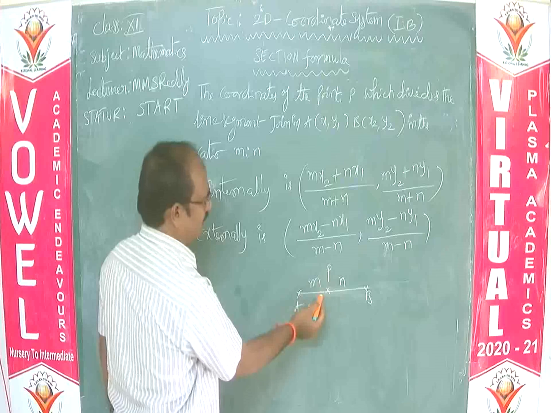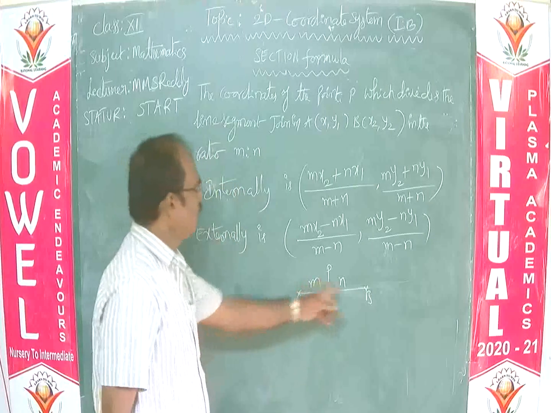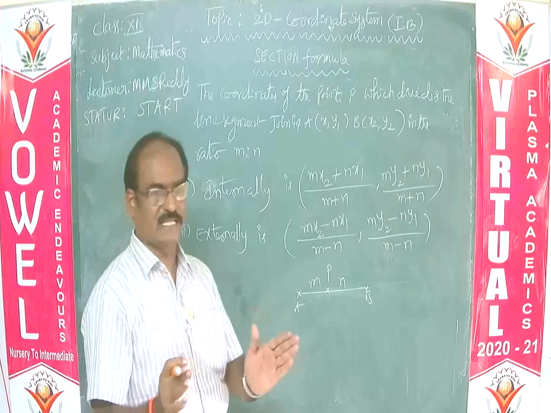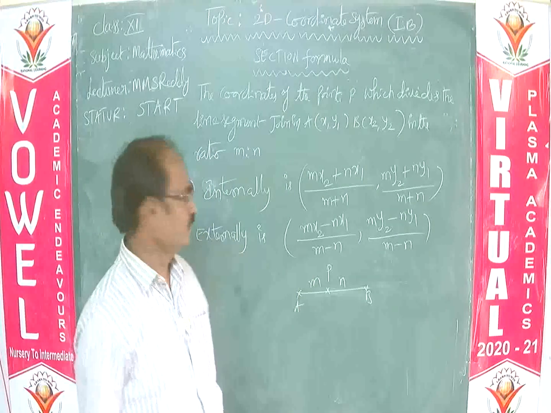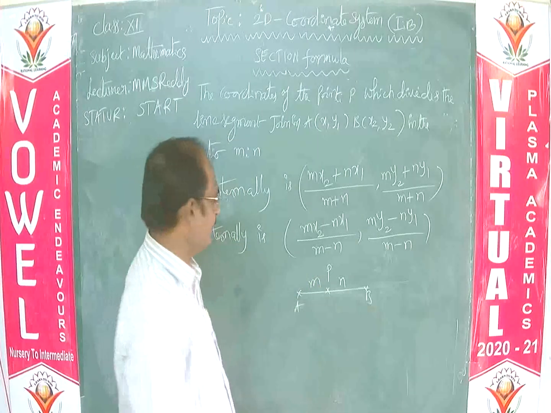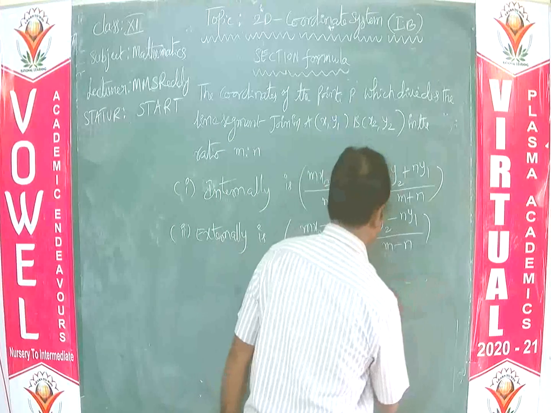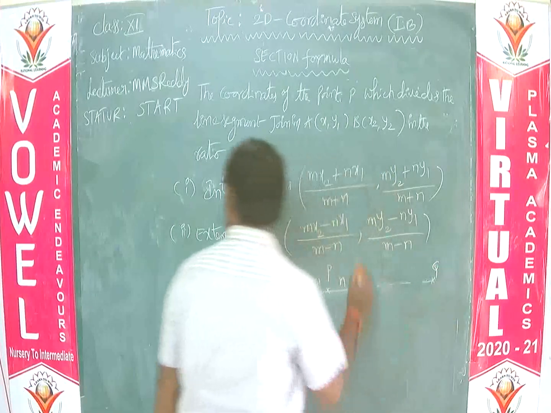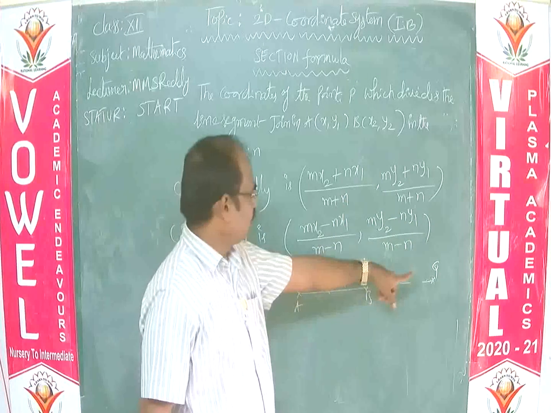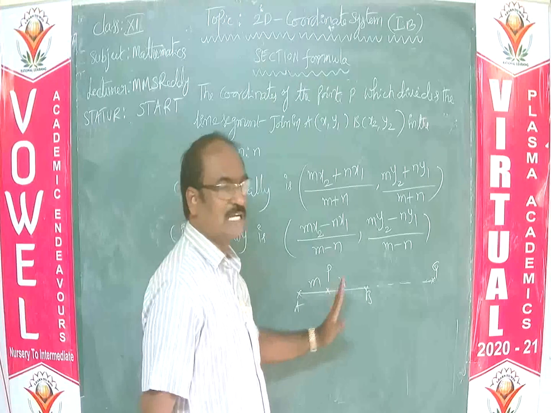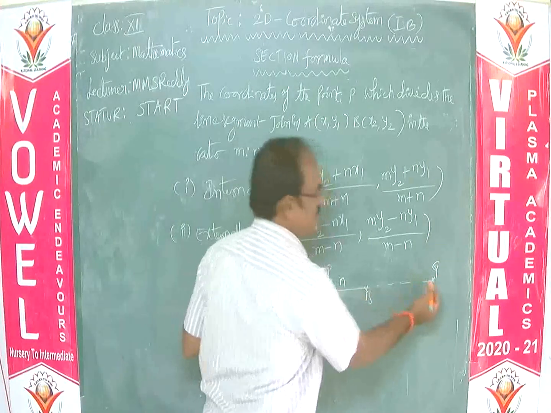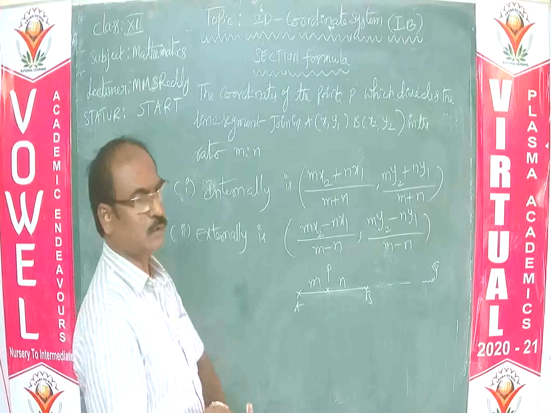Let P divide line segment AB in the ratio m is to n. P is said to divide the line segment AB internally if P lies between A and B, on the line segment joining A and B. And a point Q is said to divide the line segment AB externally if the point Q lies outside the line segment AB but on the line AB. It is on the line AB, but it lies outside the line segment. Is it clear?